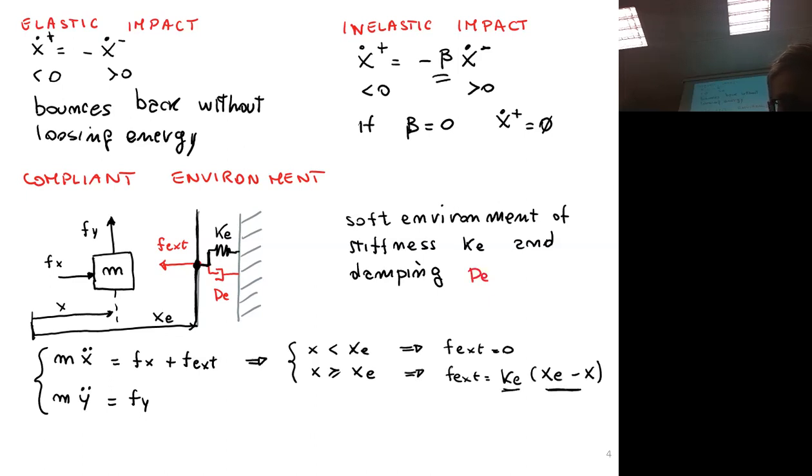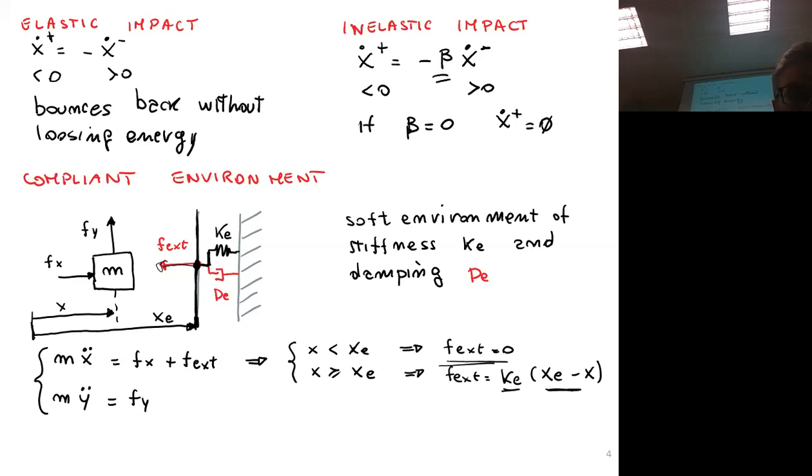The penetration, the deformation of the spring, which is xc, the position of the free uncompressed spring, minus the position of the robot. So when this becomes negative, it will react with a force. Otherwise, the force will be 0. So we have a unilaterality condition here.